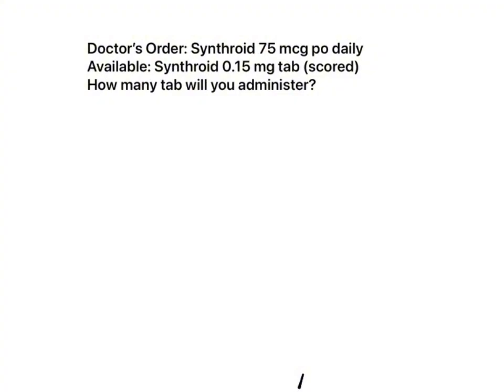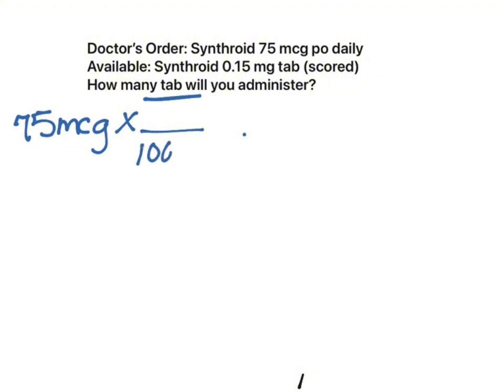The question says that the doctor orders Synthroid 75 mcgs PO daily. And it says what you have available is Synthroid in 0.15 milligram tablets, and it's scored. And it says how many tablets will you administer? All right, so let's start with the physician's order. So we have 75 mcgs. All right, so our answer needs to be in tabs. So we know that mcgs need to cancel out. When we look at our problem, we don't have mcgs. So we know that we have to convert to get to what we have, and what we have is mgs.